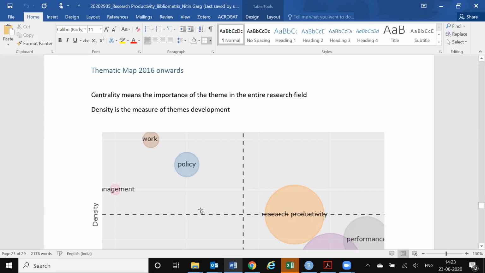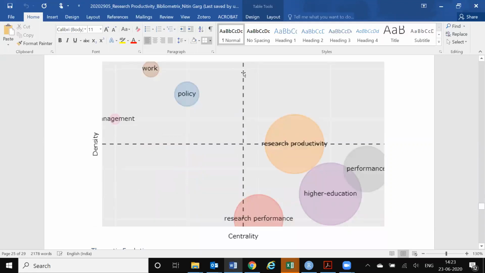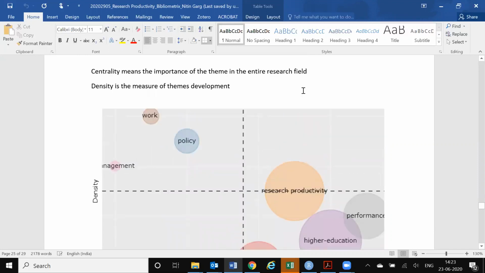So if the theme is highly developed, it is on the right hand side, and if it is highly important, it is on the top. So themes which are occurring here are very well developed and also very central, which means the development is high and the importance of that theme is high.